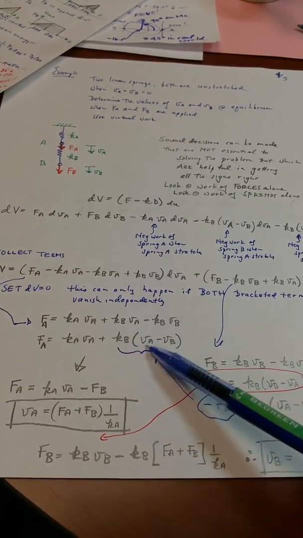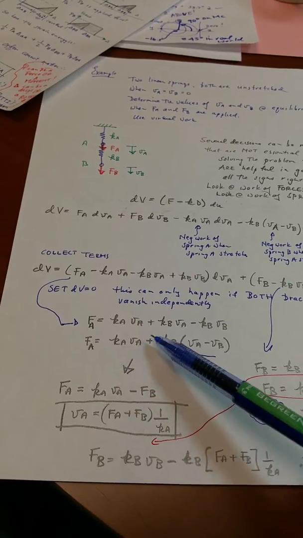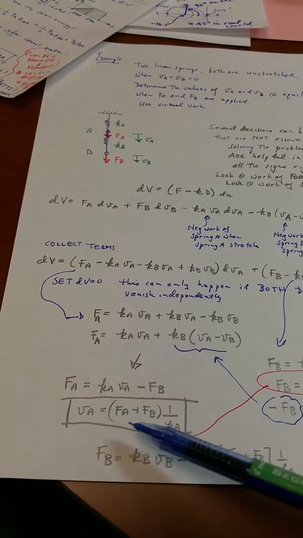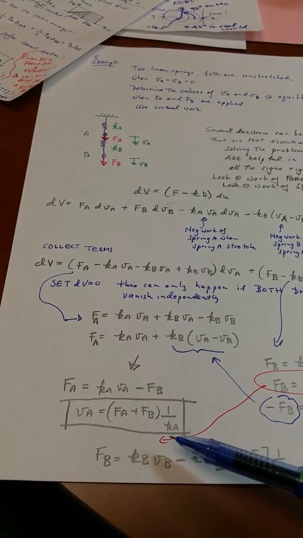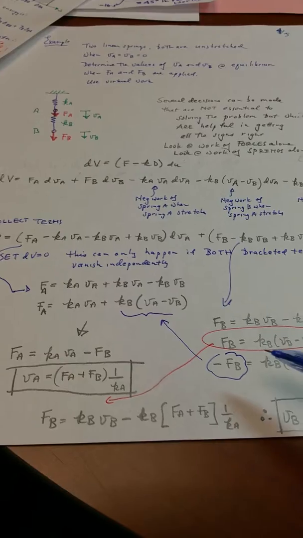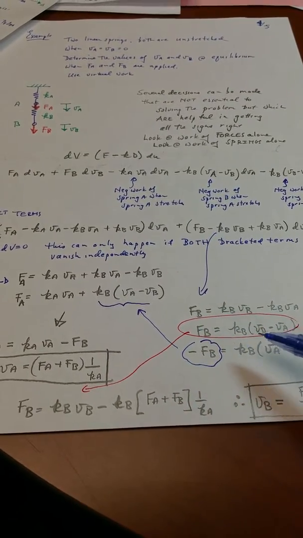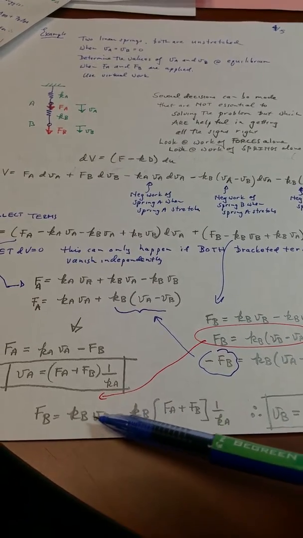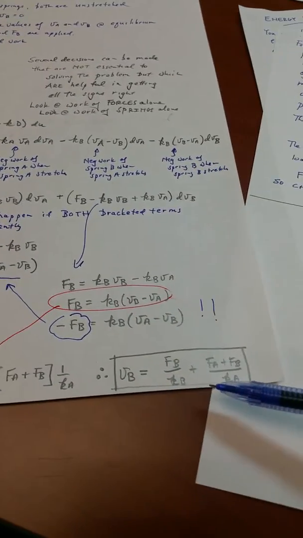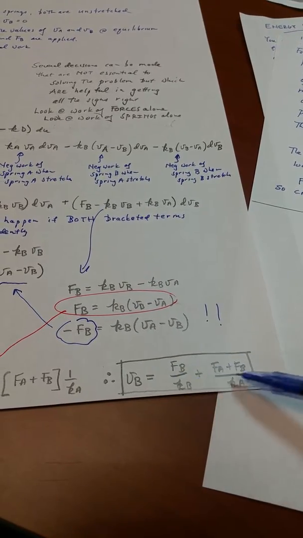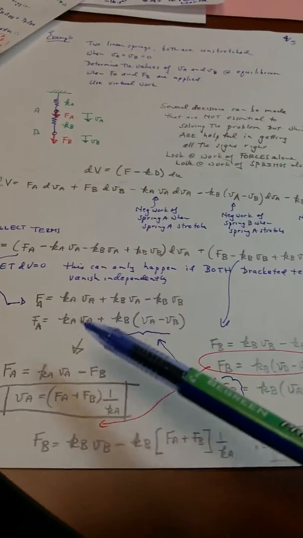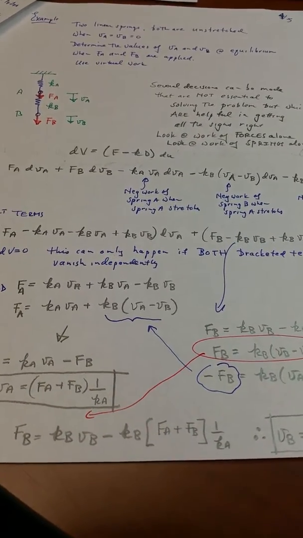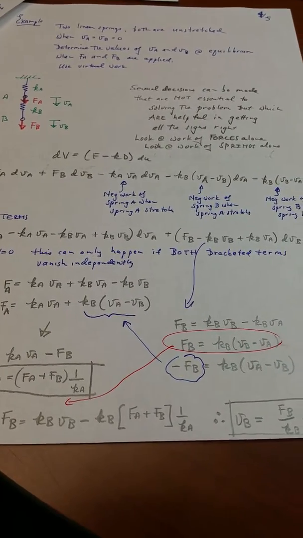So this term becomes FB. So I simplify that first parenthetical term down, and I have VA is FA plus FB over KA. And I take the second term in here, and I pop in what I just found for VA into here, and I get a nice neat expression. VB is a function of the two forces and the two springs. VA is a function of the two forces and the one spring constant. So like I said, you might have to hit pause a few times to really digest that one.